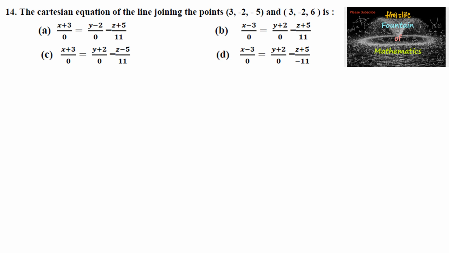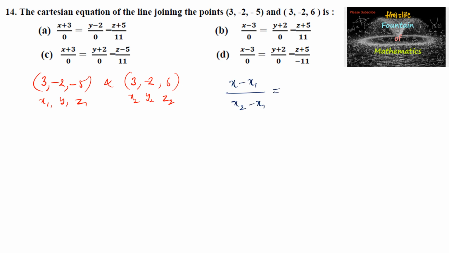The Cartesian equation of the line joining the points (3, -2, -5) and (3, -2, 6). The points are x1, y1, z1, x2, y2 and z2. So we know that the equation of the line passing through these 2 points is (x - x1)/(x2 - x1) = (y - y1)/(y2 - y1) = (z - z1)/(z2 - z1). This is the 2-point form of a line.